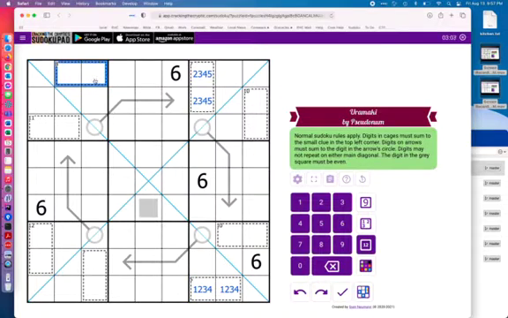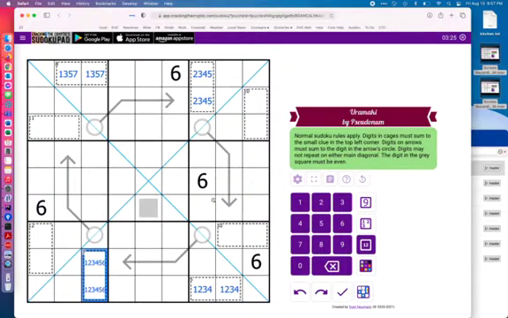This is an 8. It could be a 1, 7. It can't be a 2, 6 because 6 is in the row, but it could be a 3, 5. This is a 7. It could be a 1, 6, 2, 5, or 3, 4.